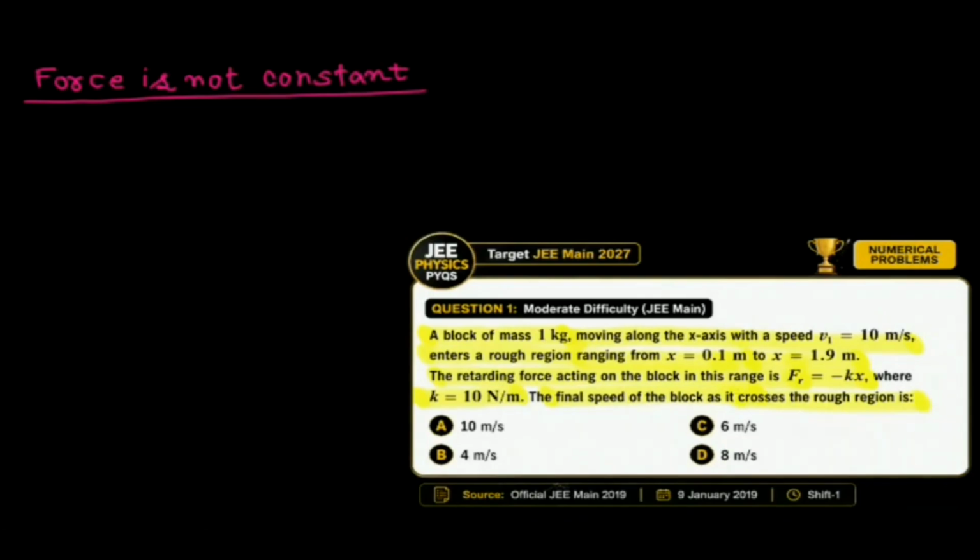Pause the video here. Remember, the force depends on position, so think carefully before writing equations. We will solve it together in 3, 2, 1.